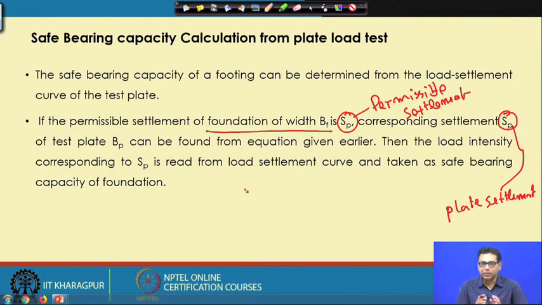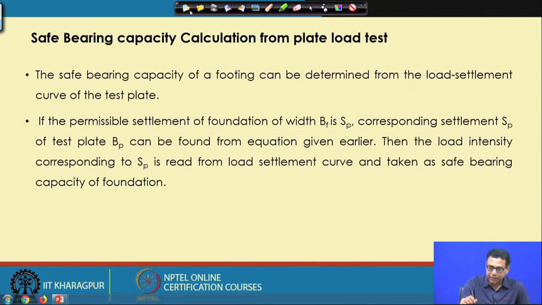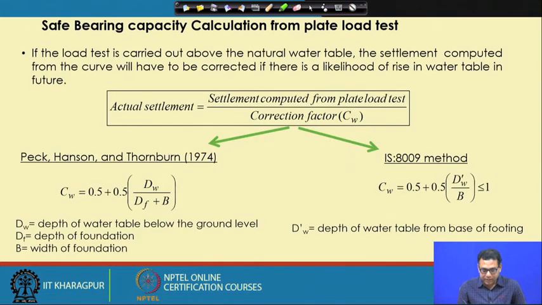So, ultimately we can use this test data for our design purpose. Next, in the safe bearing capacity calculation from the plate load test, we have to apply the correction factor, because till now we have considered that there is no water. So, water effect we have not considered, but if we think that there is the possibility of water table rise, then we have to consider the water table effect also. So, how will we consider the water table effect?